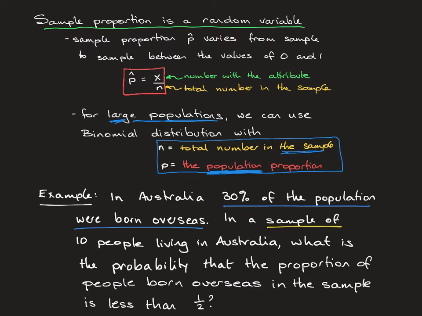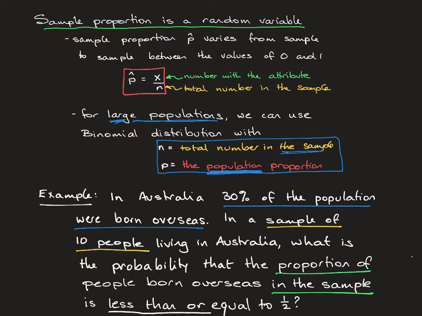In a sample of 10 people living in Australia, what is the probability that the proportion of people born overseas in the sample, the proportion in the sample, is less than or equal to half? I'd like you to have a go at doing this question by yourself as a binomial distribution, and then come back and have a look at the solution. So just pause the video and have a go and see if you can work this out yourself.